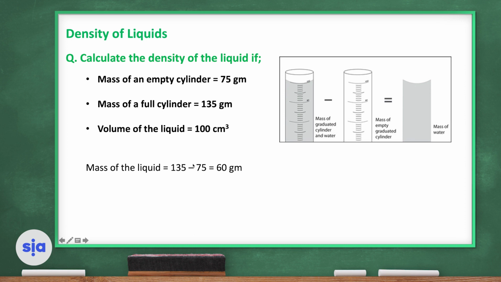So 135, which is the full cylinder, minus 75, which is the empty one, we will get 60 grams, which is the mass of the solution without the cylinder. So now we have the mass and we already have the volume, 100 cubic centimeter. So density equal mass divided by volume, which is 60 divided by 100, giving you 0.6 gram per cubic centimeter.